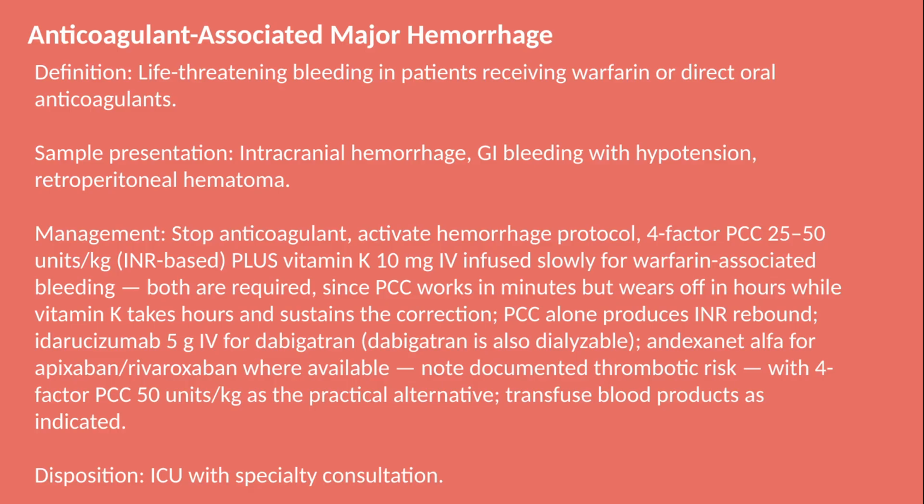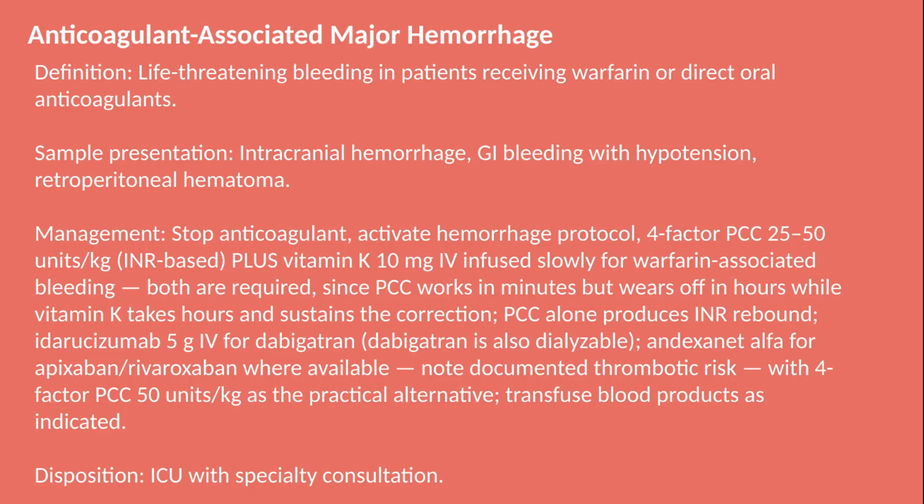For dabigatran, the reversal agent is idarucizumab. For the factor Xa inhibitors, apixaban and rivaroxaban, andexanet alpha is the specific agent where available and appropriate, with prothrombin complex concentrate as the practical alternative. And be aware that andexanet carries a real thrombotic risk. Ask when the last dose was taken. Recent ingestion may also justify activated charcoal. Transfuse products as bleeding dictates. Rapid reversal saves lives.